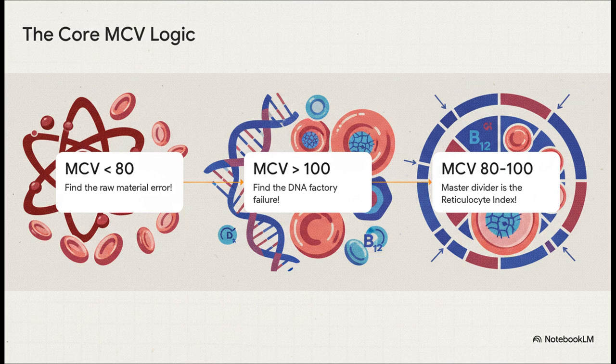Just think of it like this. If the cells are too small, MCV less than 80, you've got a raw material problem. You're missing the stuff to build with, usually iron. If the cells are too big, MCV over 100, the DNA factory itself is failing. Something's wrong with cell division, and that points to B12 or folate. And if the size is normal, right in that 80 to 100 sweet spot, well, that's when we need our master tool, the reticulocyte count.